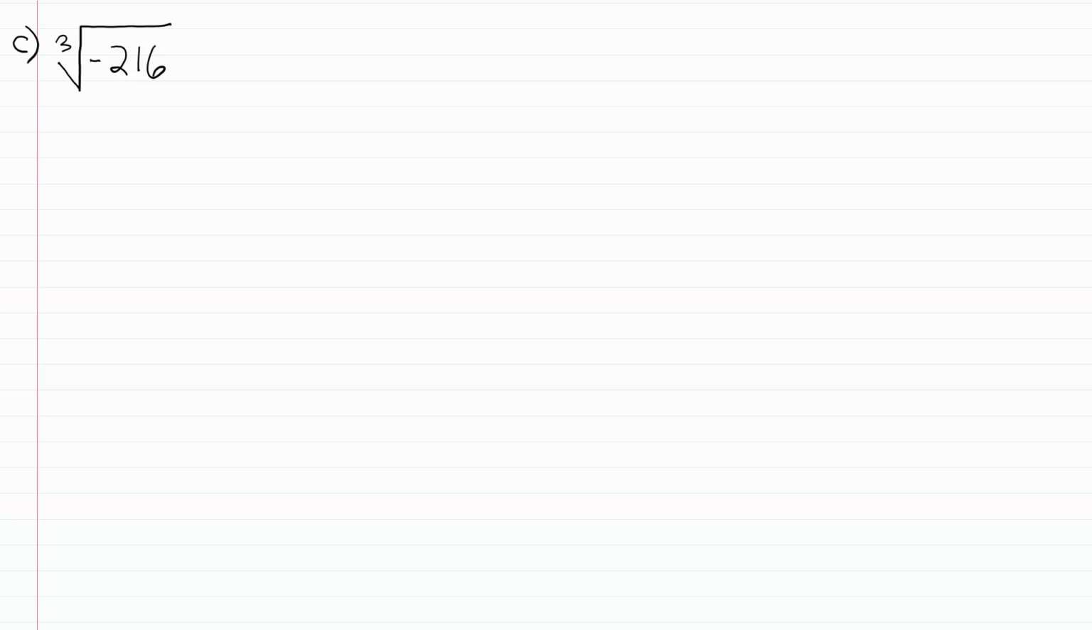That's okay for a third root. It's possible to have a negative root when you have a third root, or any odd root for that matter. All right, so we know that we're looking for a number times itself 3 times that gives you 216, but I want us to use the factoring method because maybe you're not familiar with what number times itself gives you 216.